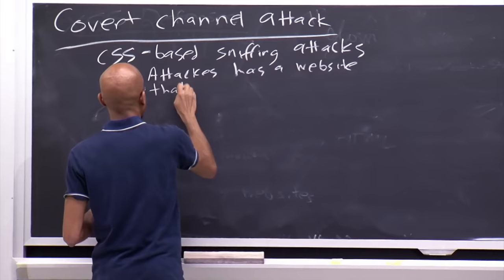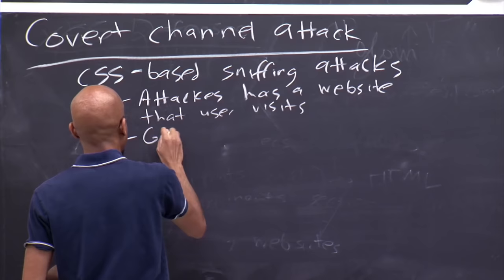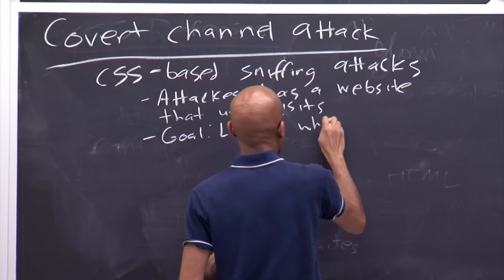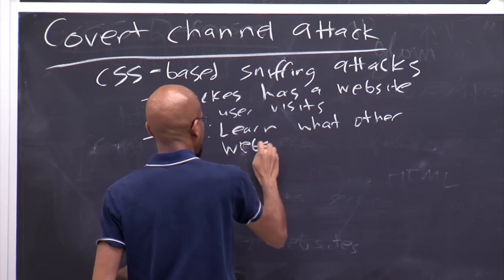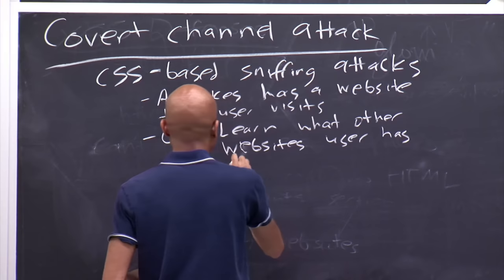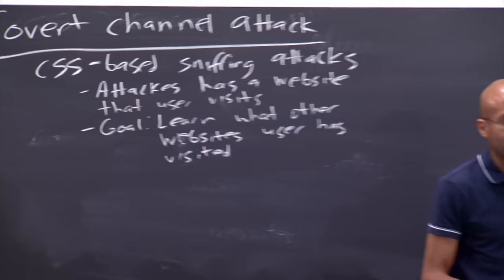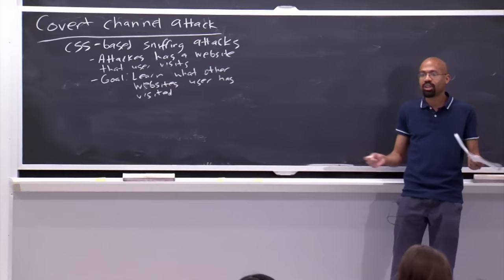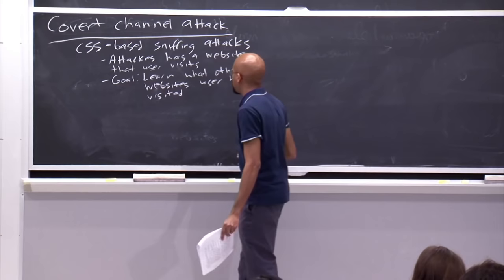And the goal of the attacker is to learn what other websites the user has visited. The attacker might want to know this for several reasons. Maybe they're trying to figure out what kinds of search terms the user is looking for. Maybe they're trying to figure out where that person is employed. Maybe they want to know if they've accessed some type of embarrassing material, and so forth. So how is the attacker going to do that if the only thing the attacker controls is a website that he or she can convince the user to visit?